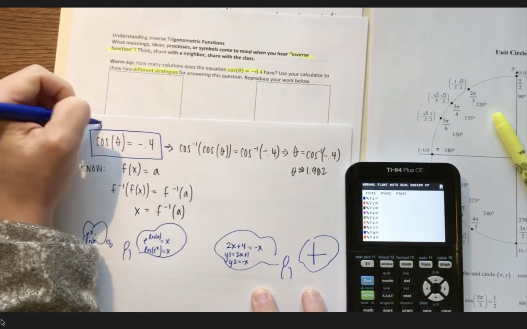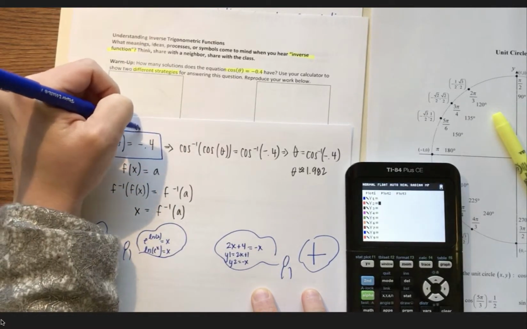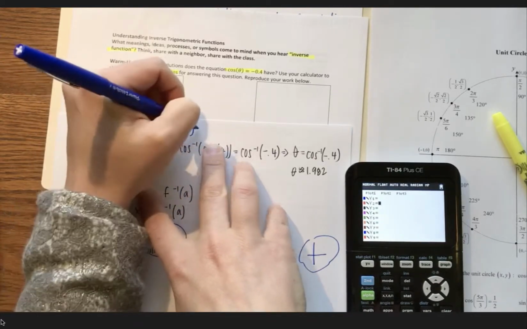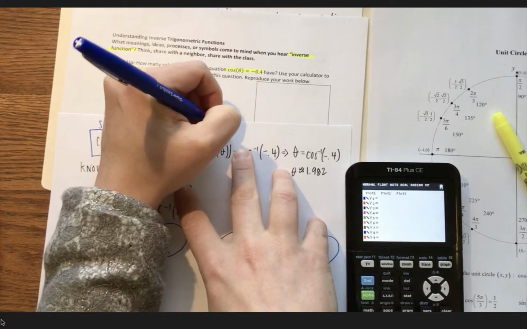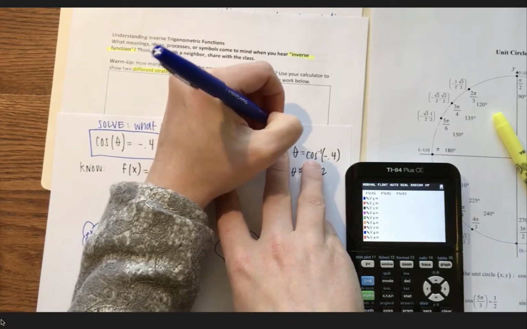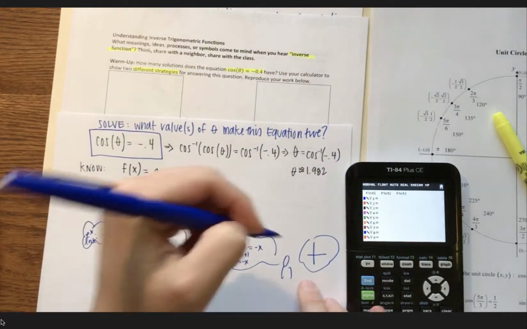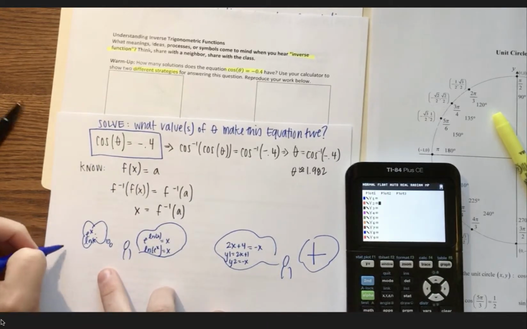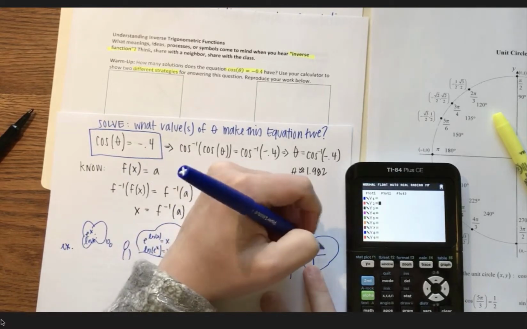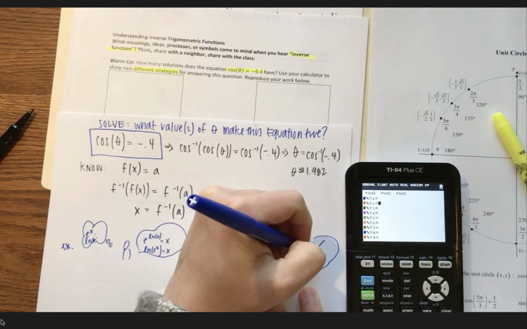Anytime you're asked to solve, what you're looking for is what value or values of theta make this equation true. So in this other example that I was showing you, these were examples of other inverses. Here's another example. We would look at a function like 2x plus 4 equals negative x, and we would look for that intersection point.